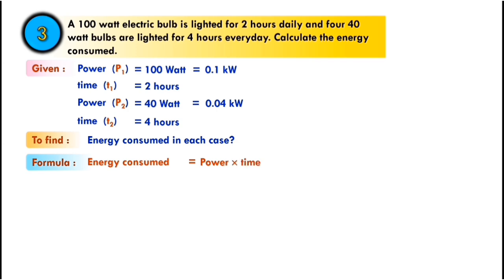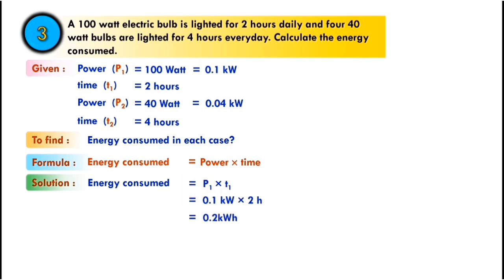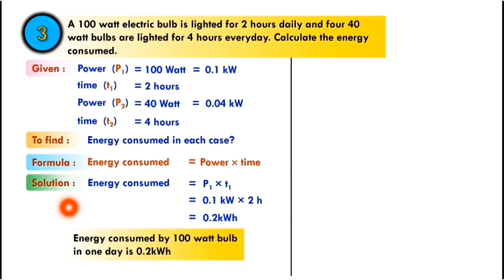Now see the formula here, energy consumed equal to power into time. We know that, right? So in the first case we will find for power 1 and time 1, that is P1 into time 1. So we will get 0.1 into 2, that is energy consumed equal to 0.2 kilowatt hour. So energy consumed by 100 watt bulb in 1 day is 0.2 kilowatt hour.